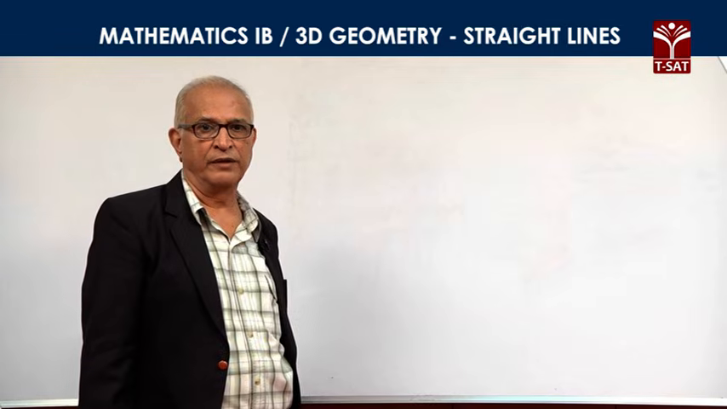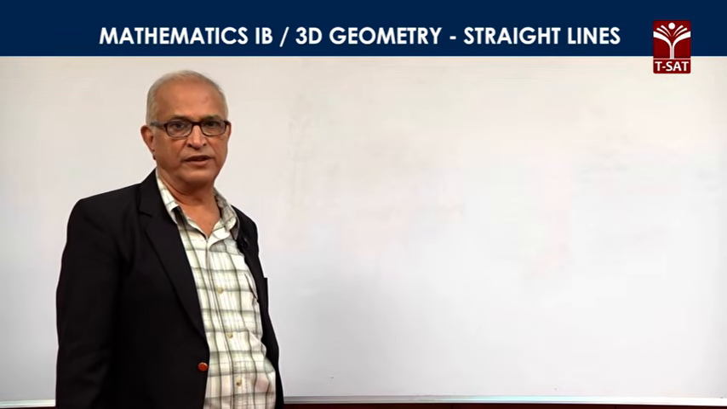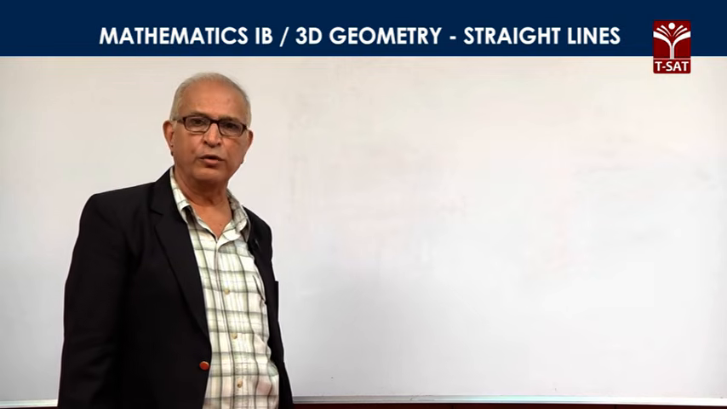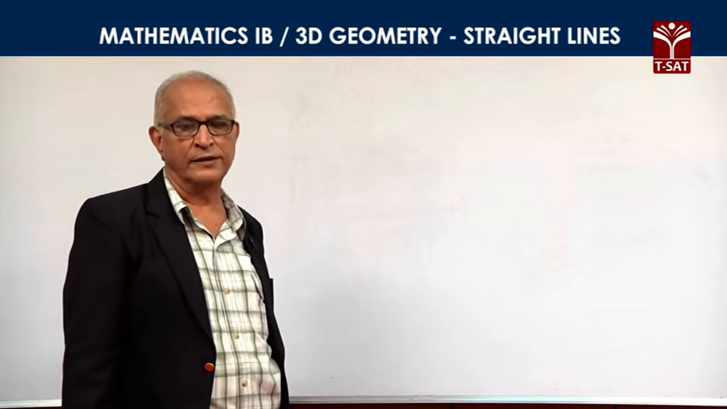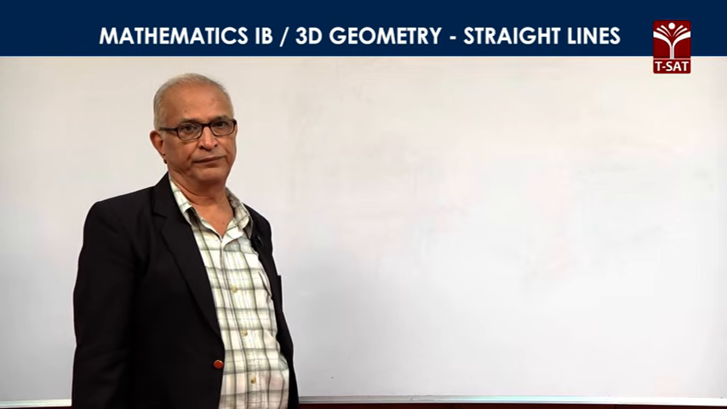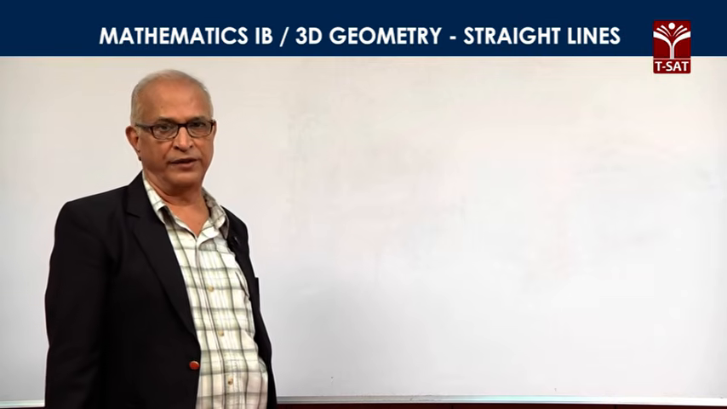Well, the last result I think we would like to discuss here is the shortest distance between two skew lines. Two lines in space are called skew lines if they are neither parallel nor intersecting. Essentially they lie in different planes.